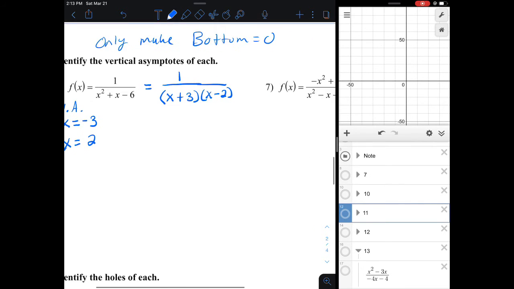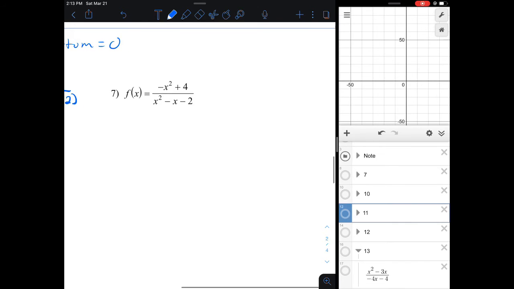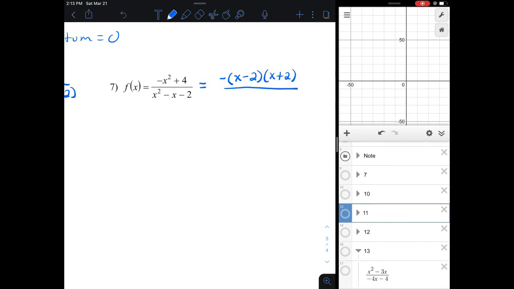Now let's look at 7. So 7, we're still trying to find the vertical asymptotes, which means only make the denominator 0. However, I have a function of x in my numerator. So if I was doing this by hand, I would need to factor this problem. And this would factor to be negative, if I pull the negative out and make x squared minus 4, which is a difference of squares, x minus 2 times x plus 2. My denominator at this point could be factored to be x minus 2 times x plus 1.